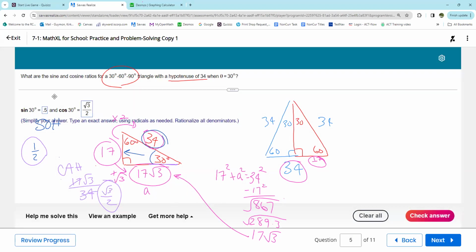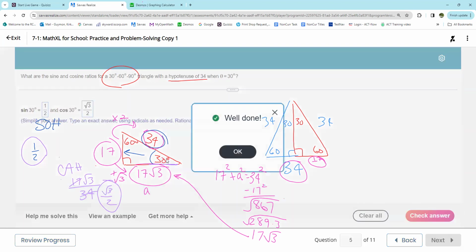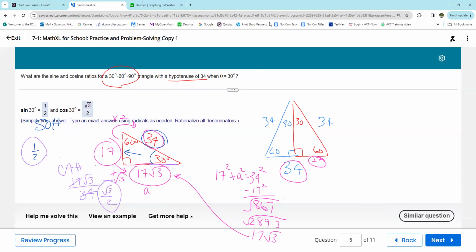And it says I did something wrong. Cosine of the 30. Let's see. Maybe it says, did it say fraction? Simplify, type in answer using radicals as needed. And it didn't say it had to be a fraction, but let's put this as a half and see if it likes that better. Yep, so don't use decimals in here. That's the message there. All right, so I'm going to stop that one.